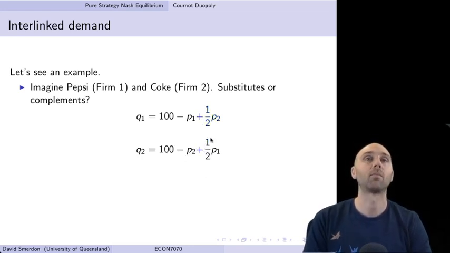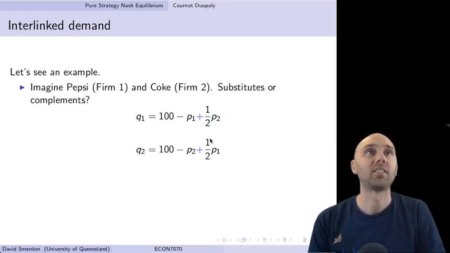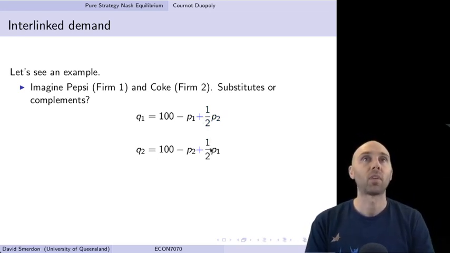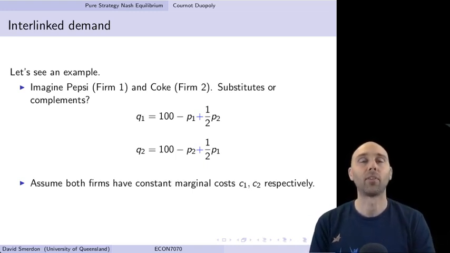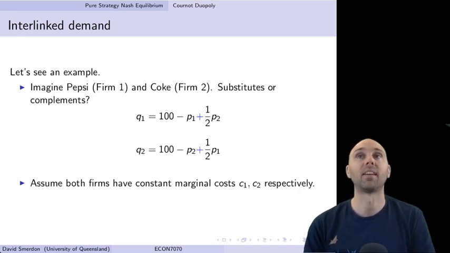We'll assume that things are symmetrical in that we've got a similar demand function for Coke, and they are again interlinked. So notice the key difference here is that we've got the other firm's price of their product appearing in the given firm's demand function. Okay, we'll assume that both firms again have constant marginal costs. We'll just complicate things slightly by allowing for those two costs to be different, C1 and C2.